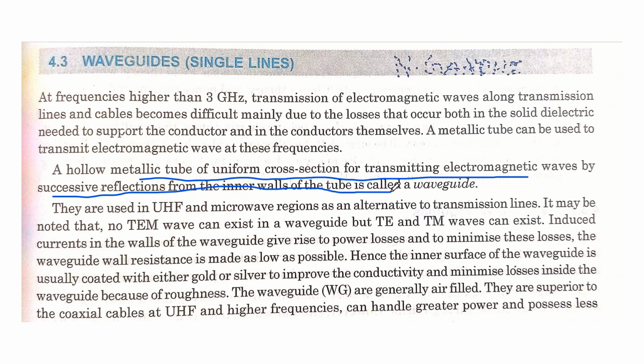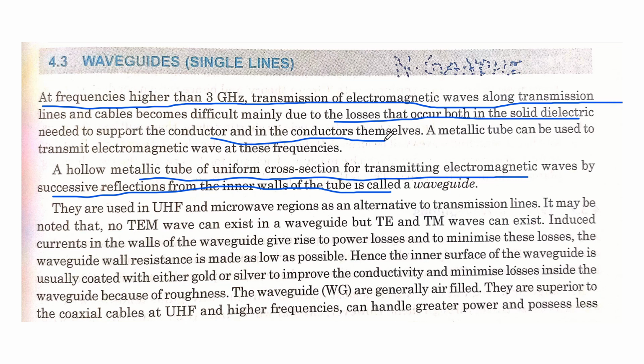And why we are using these waveguides instead of transmission lines, let's see here. At frequencies higher than 3 gigahertz, transmission of electromagnetic waves along transmission lines and cables is more difficult, mainly due to the losses that occur both in the solid dielectric needed to support the conductor and in the conductors themselves. That means when the frequency of the electromagnetic wave is more than 3 gigahertz, the transmission lines and coaxial cables are not supported. They are not capable of transmitting the signal as it is.